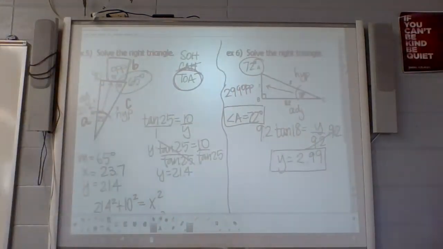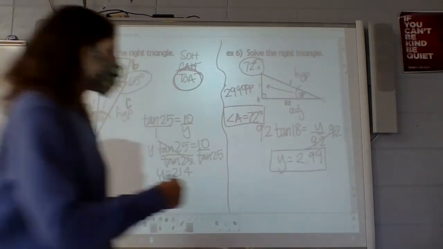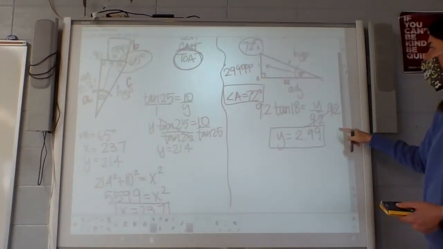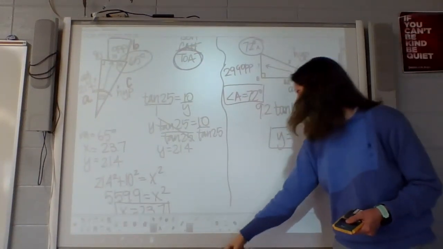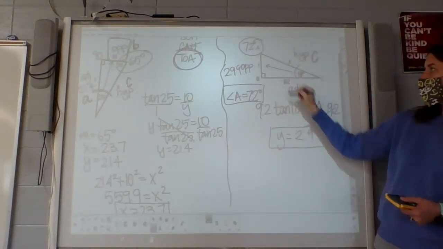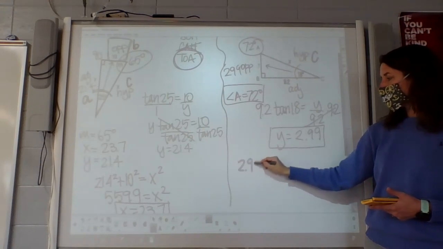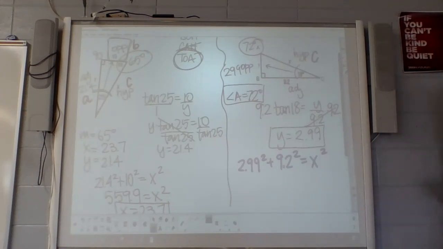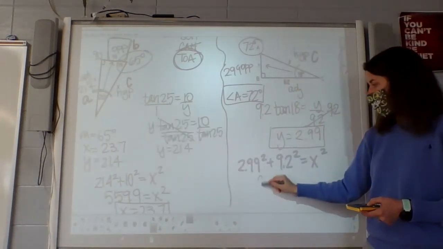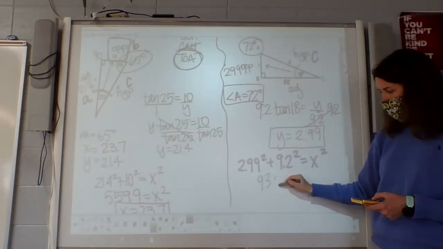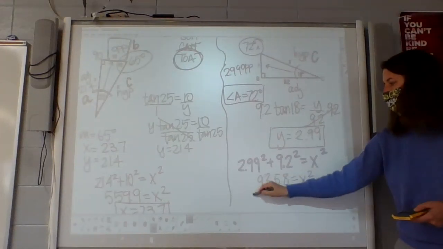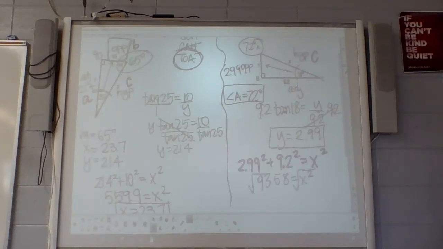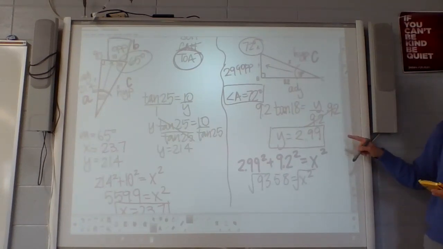And then I still need to find x, which is my hypotenuse. So it's up to you if you use Pythagorean theorem or trig again. So I have my A, B, and C. My C has to be my longest side, which is over here. These are my A and B. So I'm going to do 2.99 squared plus 9.2 squared is going to equal my x squared. That'll be like 93.58. And I find out x is about 9.7.